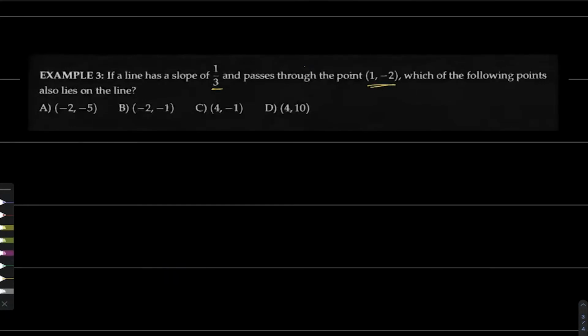They're saying if a line has a slope 1 by 3 and passes through this point, which of the following points also lie on the line? So basically, what does 1 by 3 mean? 1 by 3 means 1 up for every 3 forward.